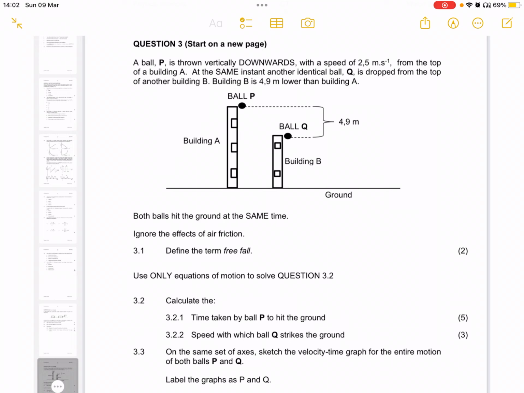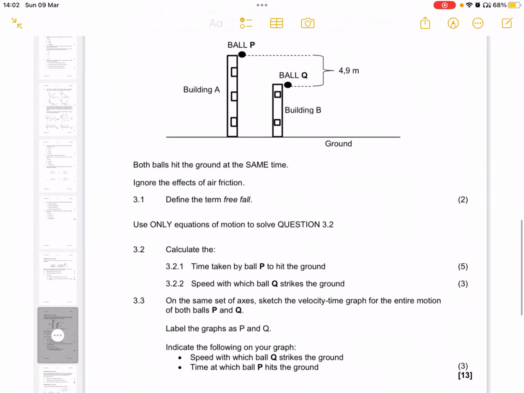At the same instant, another identical ball Q is dropped from the top of another building, which is called Building B. Building B is 4.9 meters lower than Building A. It is said that both the balls hit the ground at the same time. If we ignore the effects of air friction, they're asking us to define the term free fall.